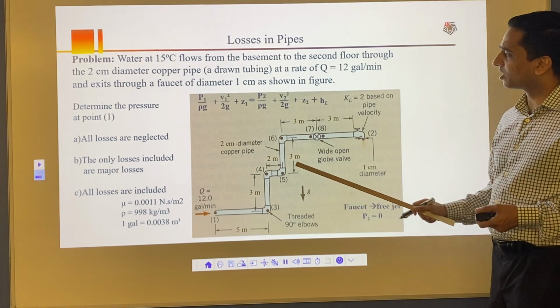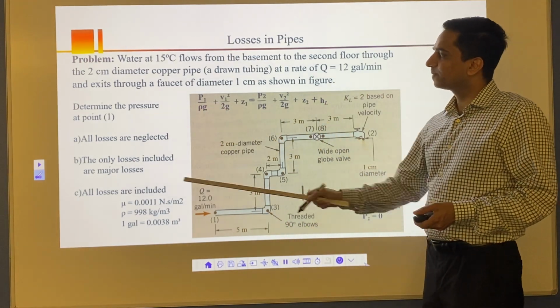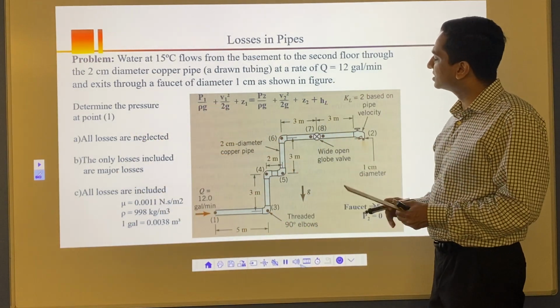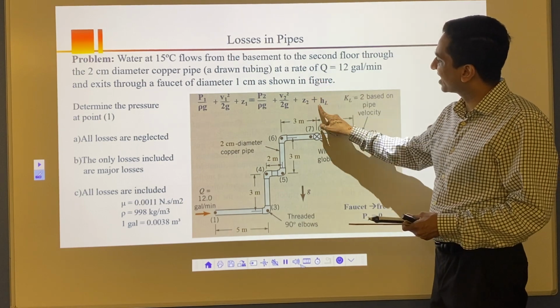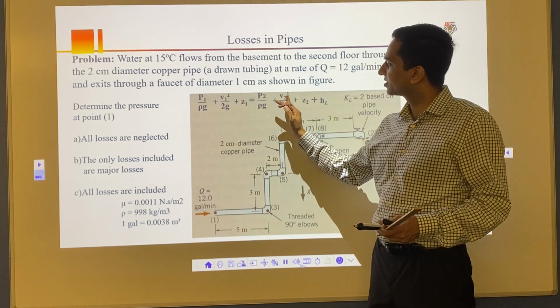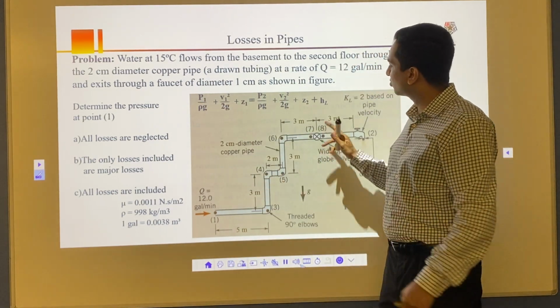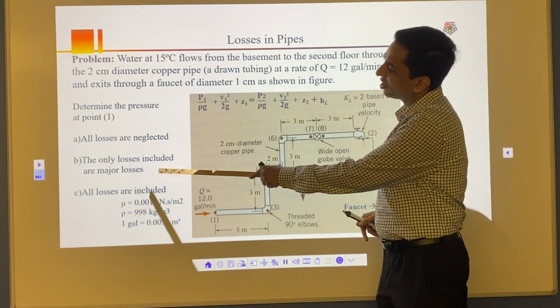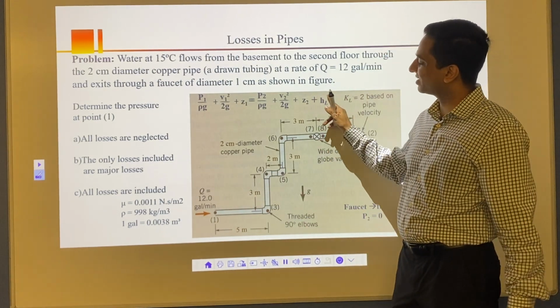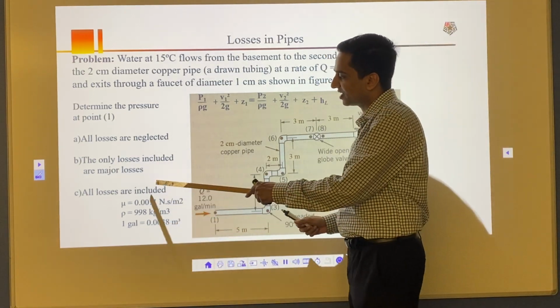How do we solve this problem? We have Bernoulli's equation here. Initially, when all losses are neglected, we don't consider this HL. We cancel this HL out and then we run our equation. We calculate velocities, we calculate P1. Then with all losses neglected except major loss, we calculate that HL major due to friction, and then in the end we add HL major plus HL minor here.